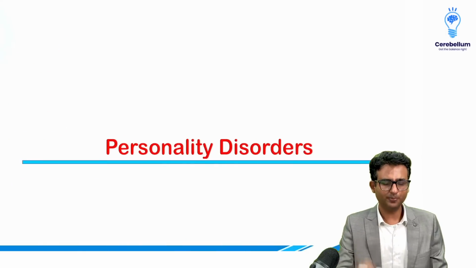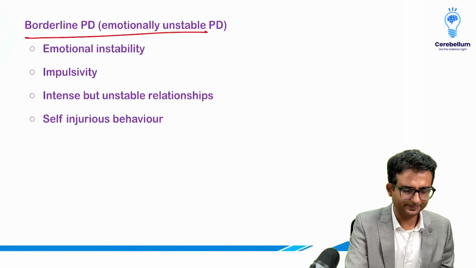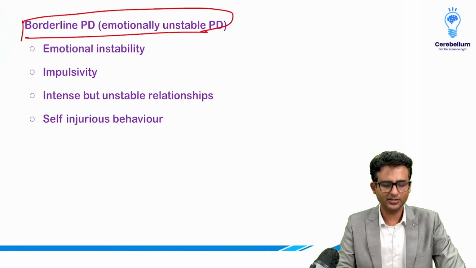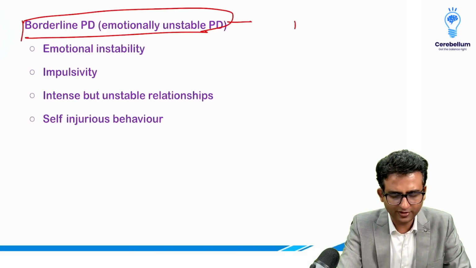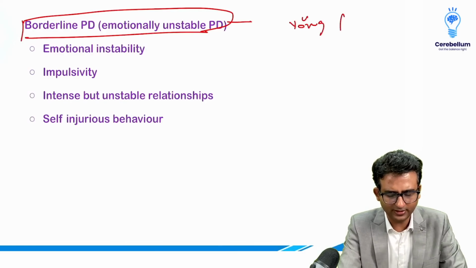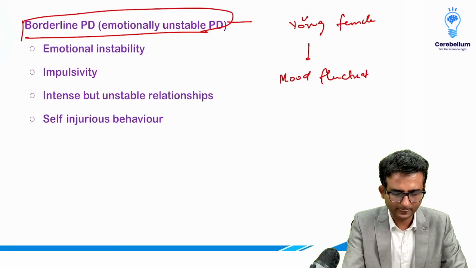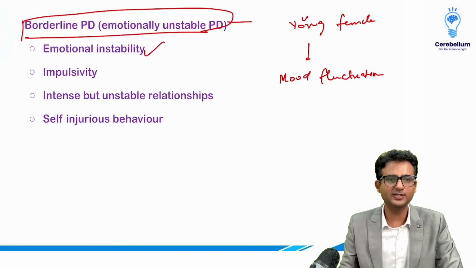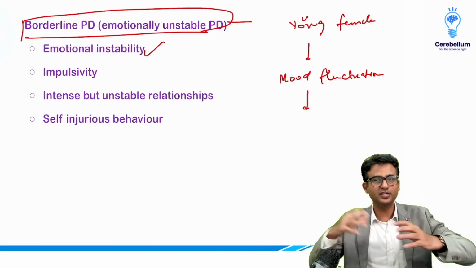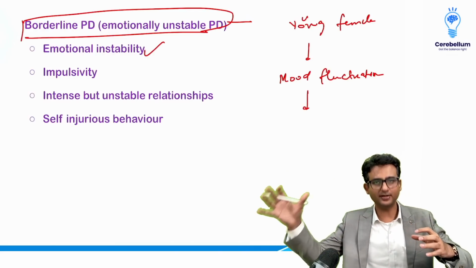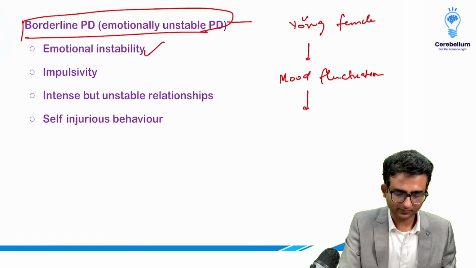Personality disorder. The most important question comes from borderline personality. What is the history? You will usually be given a history of a young female, as it is more common in females. They say there are a lot of mood fluctuations. She is very moody. Emotional instability is there. There may be a history of impulsivity, suddenly changing the job, the city, the partner.